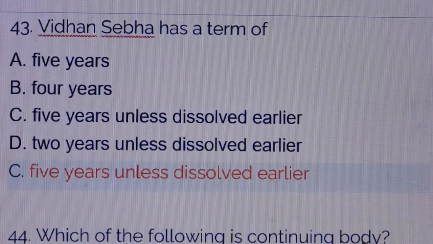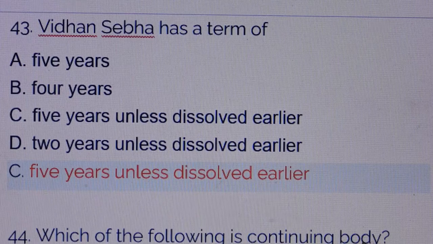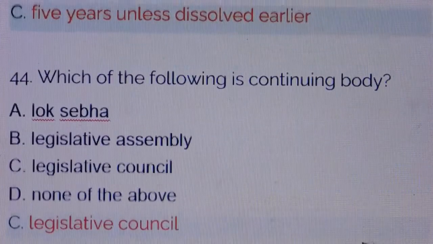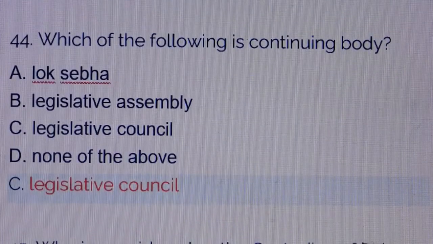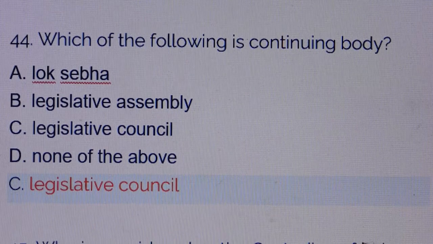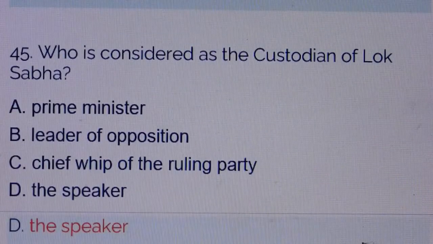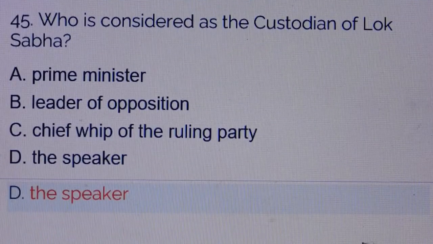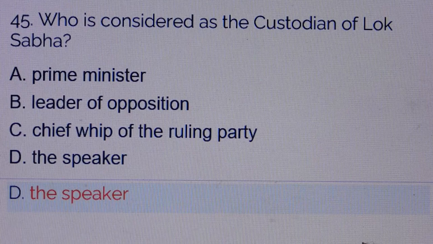Question number 43. Vidhan Sabha has a term of. Answer is option number C, 5 years unless dissolved earlier. Question number 44. Which of the following is continuing body? Answer is option number C, Legislative Council. Question number 45. Who is considered as the custodian of Lok Sabha?